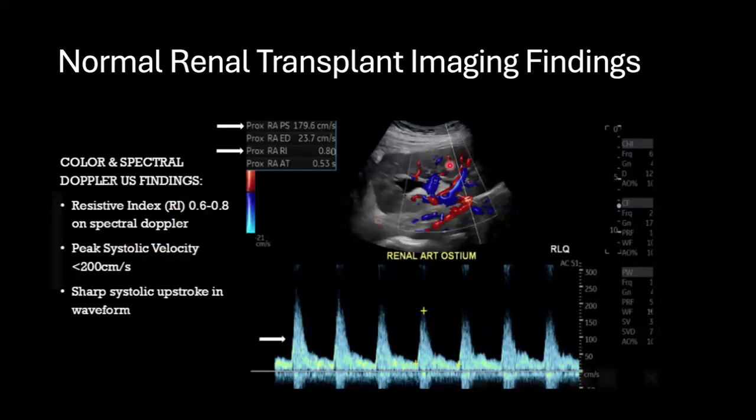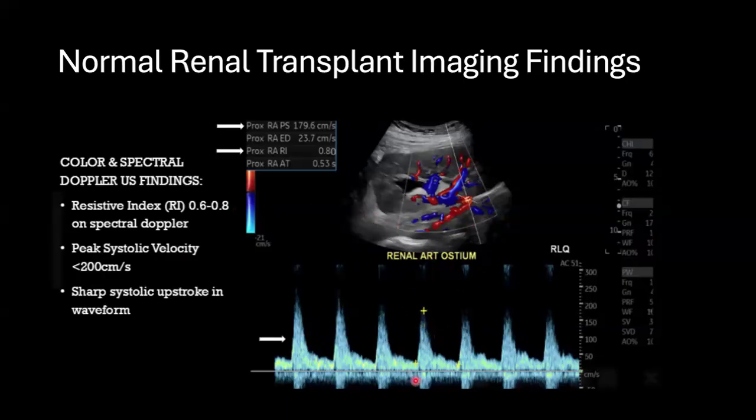And we do the intrarenal arteries, which are almost at the arcuate level. And we check the resistive index, which is basically using the peak systolic velocity and the end diastolic velocity and calculating a resistive index. And we usually use a certain cutoff, which is 0.6 to 0.8 as the normal range.